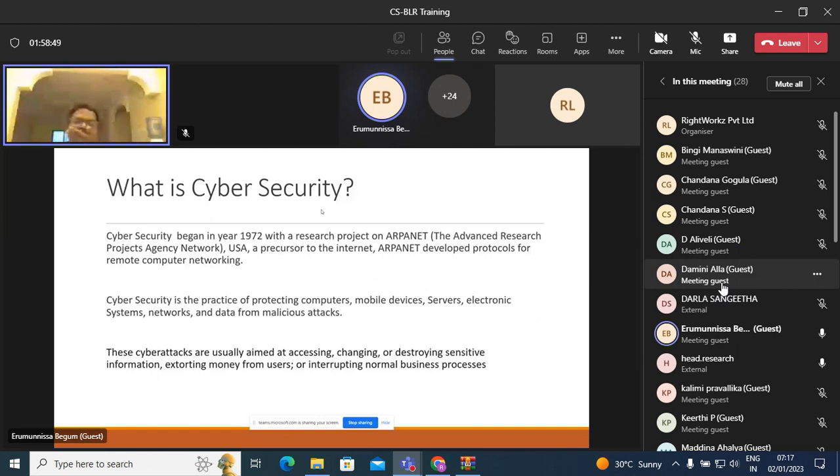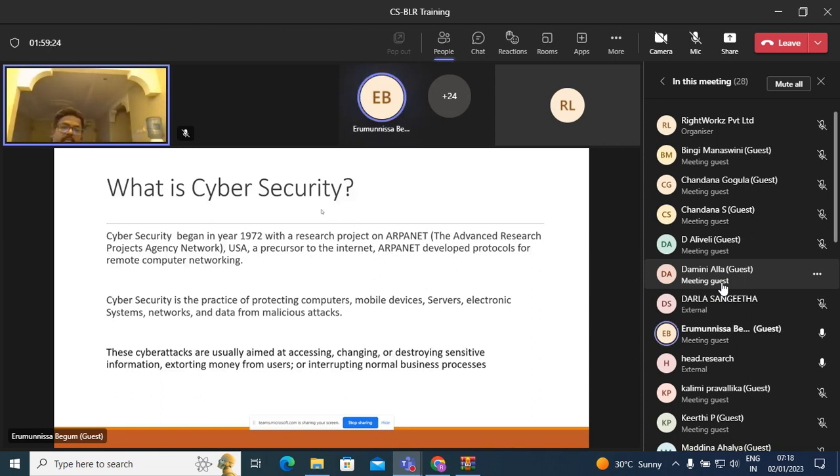electronic systems, networks and data from malicious attacks where they can get into our information and get to know confidential information. These cyber attacks are usually aimed at accessing, changing or destroying sensitive information, causing a lot of loss, extorting money from users. They can do this in bank servers and take a lot of money from us, or interrupt normal business processes. So this way we have to protect our information.